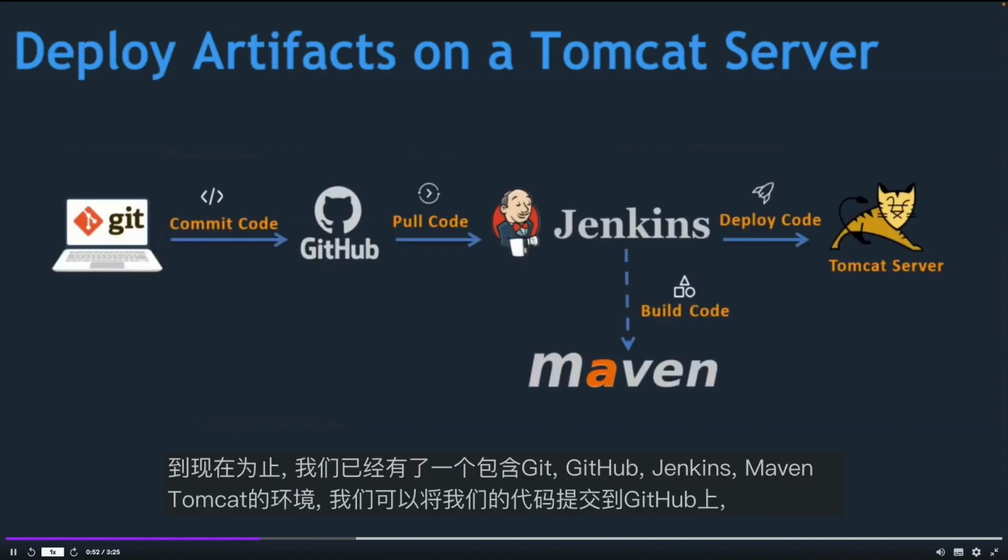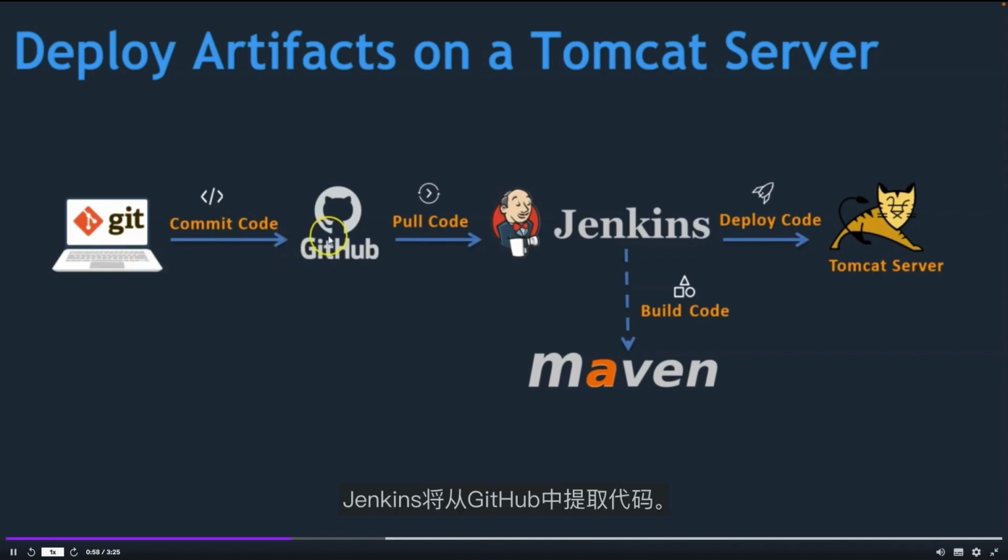By this time, we have an environment with Git, GitHub, Jenkins, Maven, and Tomcat. We can commit our code onto GitHub, and Jenkins is going to pull the code from GitHub, build with the help of Maven, and deploy it on a Tomcat server.